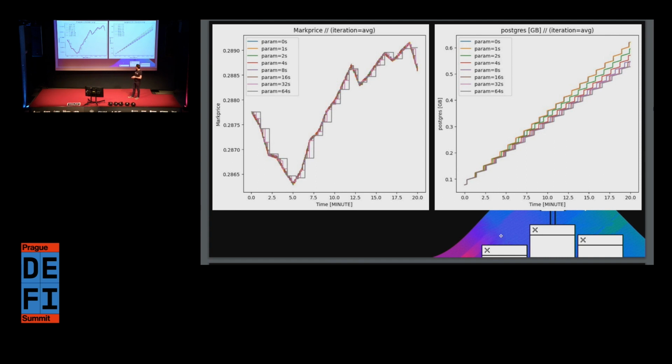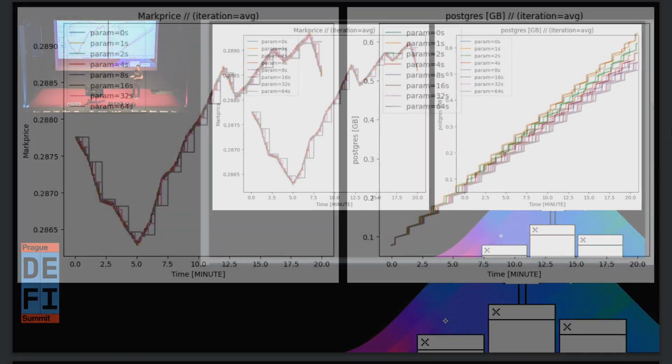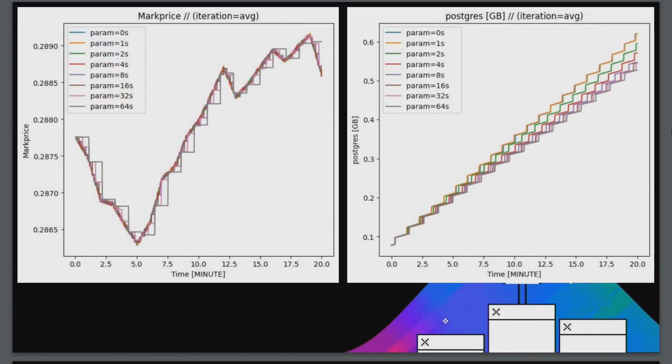So this is the output that we observed. You can see on the left here that the update function is working when we move out to these longer 32 and 64 second slowdowns.